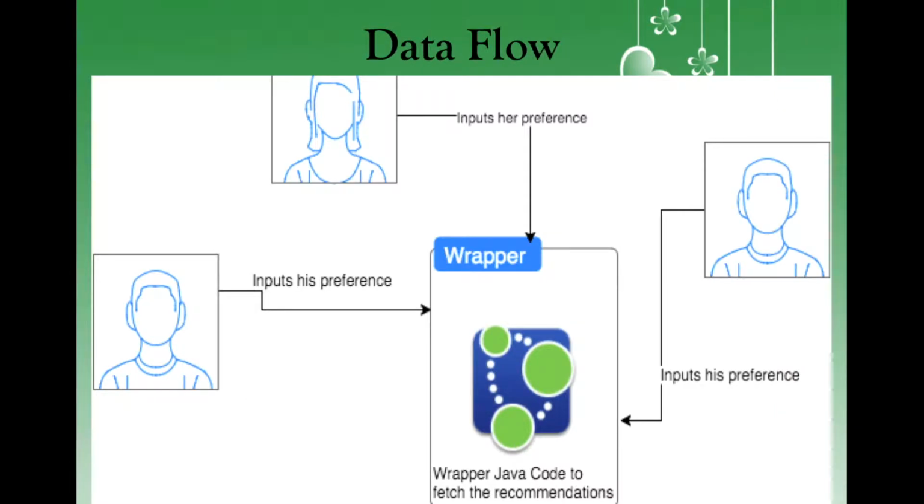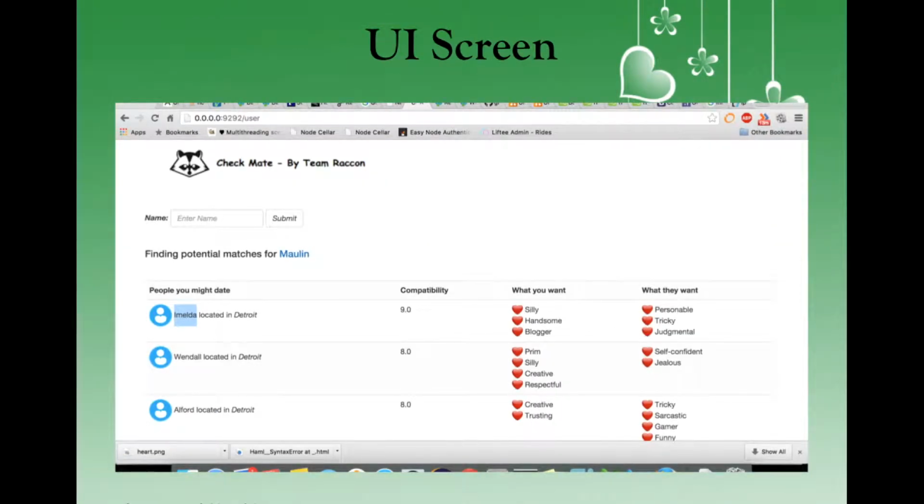So this is the typical data flow we are considering for our application. User 1 inputs his preference, user 2 inputs his preference, user 3 inputs her preference. The property graph model is created and the nodes are connected if they have any connection. Whenever a user enters, the Java wrapper fetches the common attributes which are matched, calculates the compatibility score, sorts them based on the compatibility score and presents the results in a tabular format. This is the typical screen which we will show to the users with his or her potential prospects for dating.